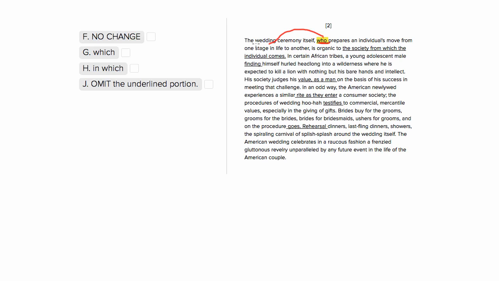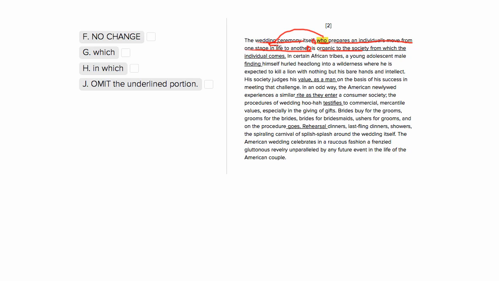So let's look at what the sentence is trying to say. The sentence here is describing the wedding ceremony as organic to the society from which the individual comes. So this clause set apart by commas is trying to go back and describe this wedding ceremony. It says the wedding ceremony itself, who prepares an individual's move from one stage in life to another. So we're going to want to find a pronoun to connect this whole long description back to the wedding ceremony correctly.